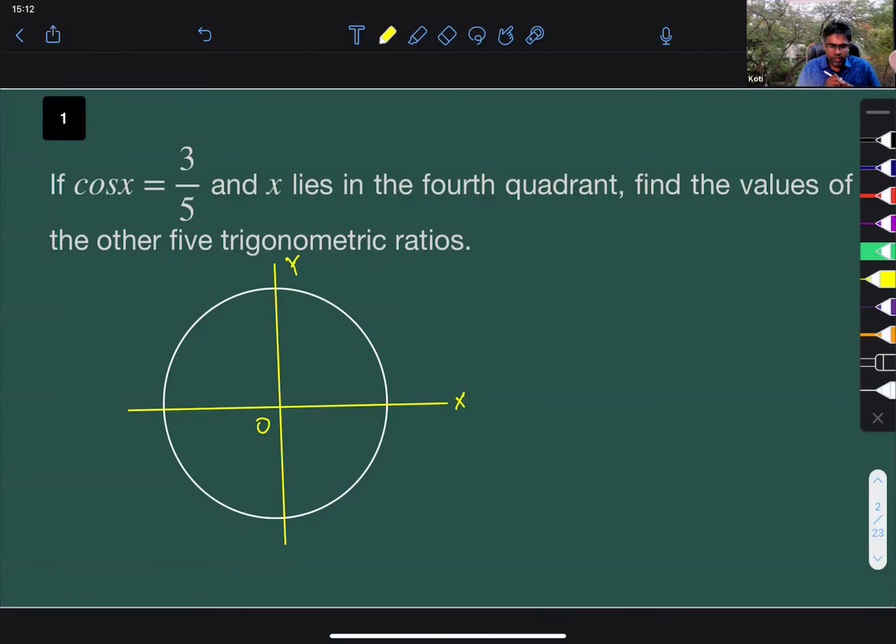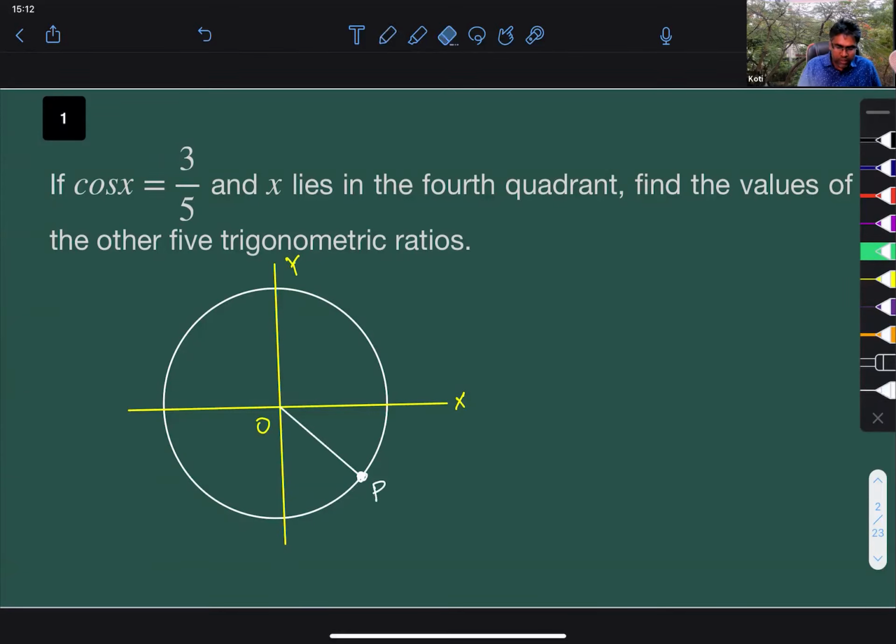Okay, so here they have given that cos x is 3/5 and x lies in the fourth quadrant. OX is the reference line. So if you go to some point in the fourth quadrant, maybe I should draw a line and then do that. If it is in the fourth quadrant, the point goes around the circle and then comes to this position.